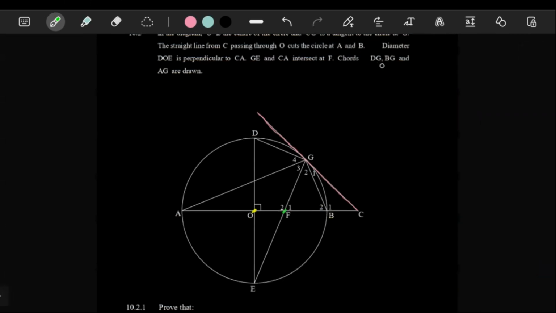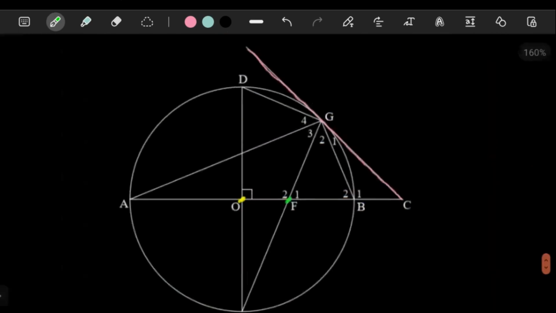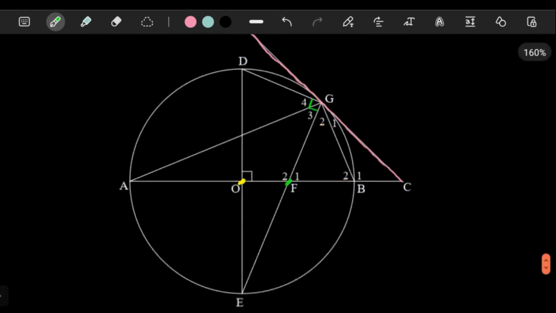Then it says here DG, BG, and AG are drawn. So you have DG here, BG here, AG. They're just lines there. For 3 marks, they want us to prove that D, G, F, O is a cyclic quadrilateral. For 3 marks only. The one thing that stands out is this: the fact that this is a 90-degree angle, because this is an angle inside a semicircle. Remember, we have a diameter here. And for a cyclic quad, as long as you can show that opposite angles add up to 180, you're fine.